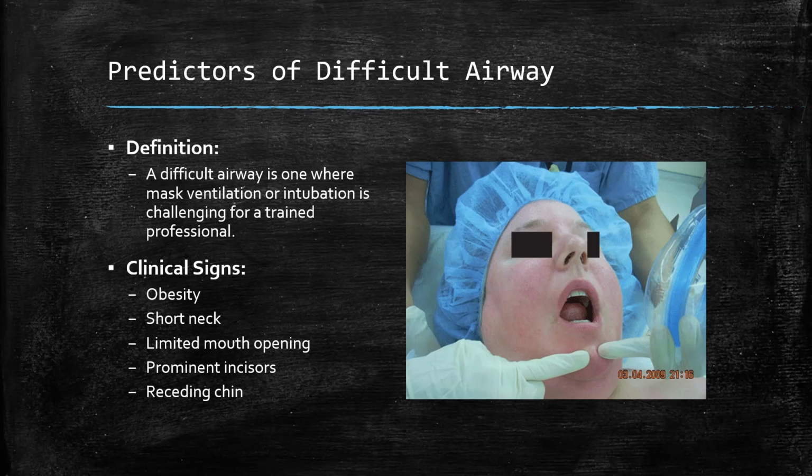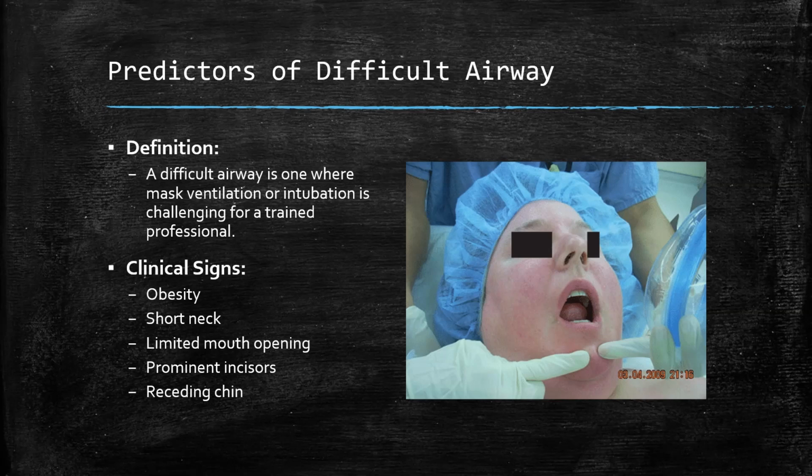Then there are specific tests. The Mallampati score checks how much of the throat you can see. Class I shows everything. Class 4 just the hard palate. Higher classes mean higher risk. Thyromental distance measures from the thyroid cartilage to the chin. Less than 6 centimeters suggests trouble.